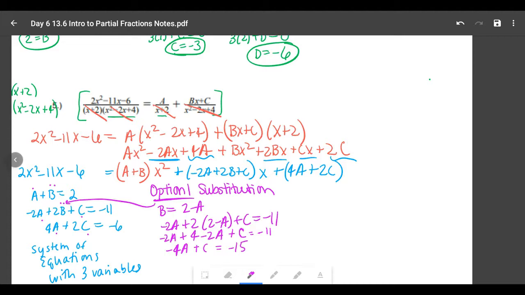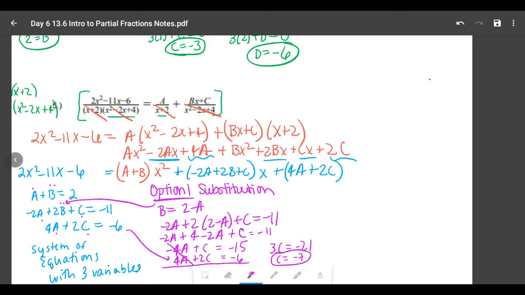All right, and then I'm going to look at my equation that had 4A plus 2C equals negative 6. That came from the last equation. And if I were to add these two together, my negative 4A and positive 4A cancel out, and I get 3C equals negative 21, and C equals negative 7.